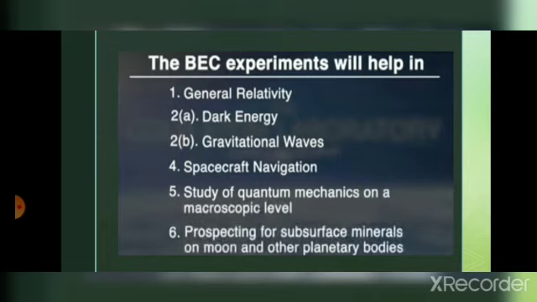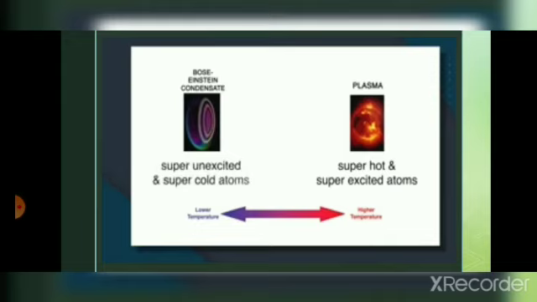The BEC experiments will help in general relativity, dark energy, gravitational waves, spacecraft navigation, study of quantum mechanics on a macroscopic level, and prospecting for subsurface minerals on moons and other planetary bodies. So, we can conclude that plasma is super hot and super excited atoms, whereas Bose-Einstein condensate is super cool and super unexcited atoms.